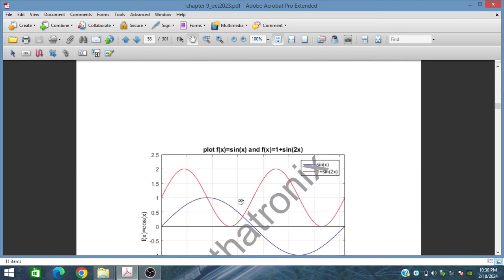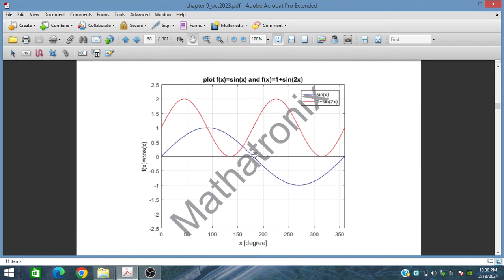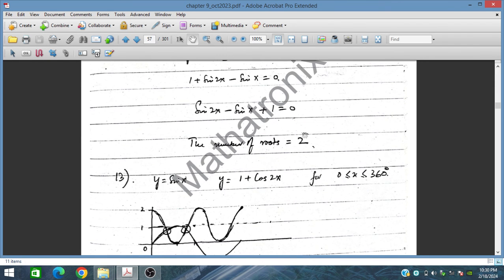So let's see this in the graph. This is sine x, 1 plus sine 2x. This is the 1 plus sine 2x plot, the red one, and this blue one is sine x, and here it is intersecting at this point and this. So there are only two roots as solved here.